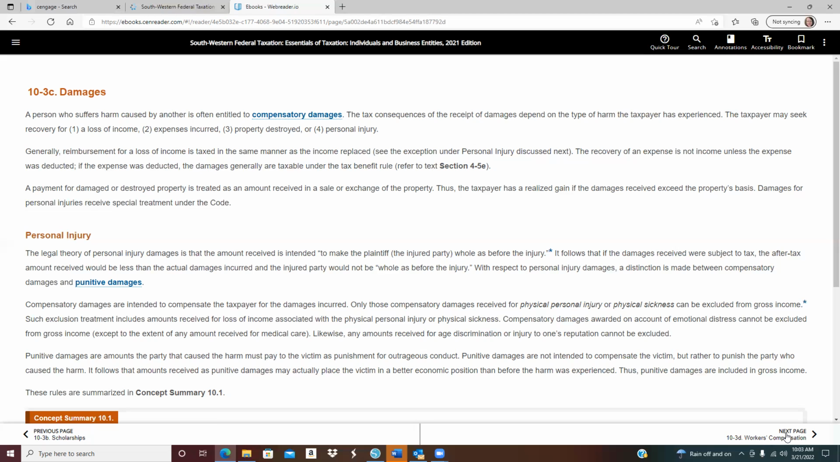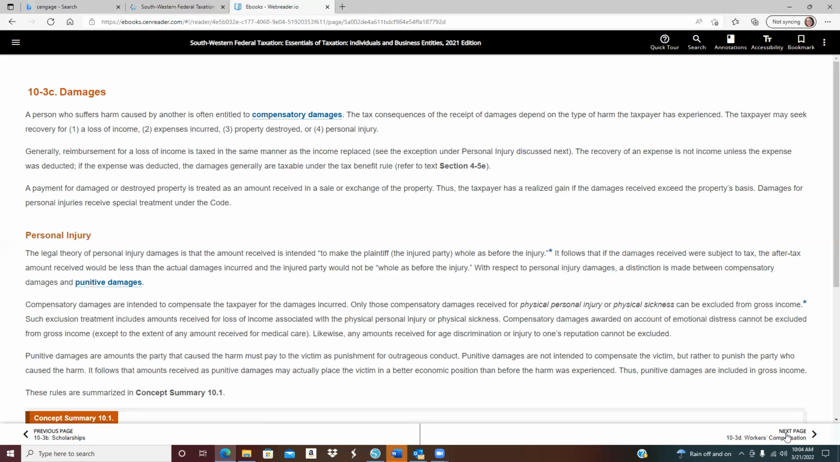So with respect to personal injury damages, a distinction is made between compensatory damages and punitive damages. Compensatory damages are intended to compensate the taxpayer for the damages incurred. Okay. So only those compensatory damages received for physical personal injury or physical sickness can be excluded from gross income. It includes amounts received for loss of income associated with physical injury. The exclusion does not apply to amounts received for age discrimination or injury to one's reputation, which are not excluded.